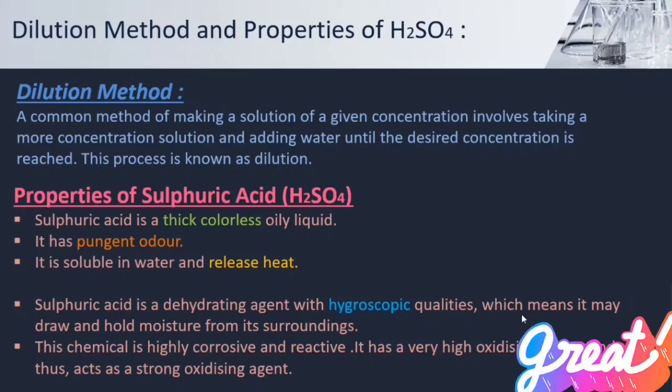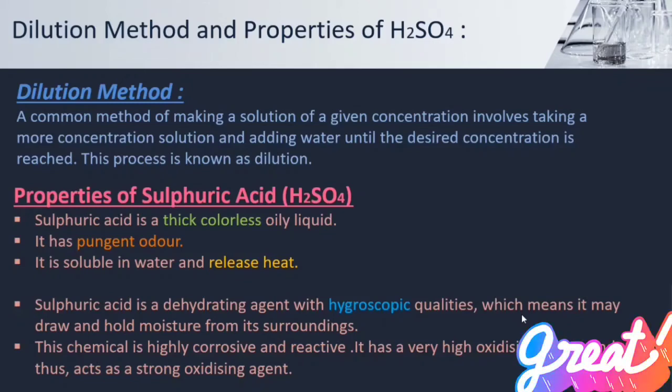Dilution method. The dilution method is basically a common method of making a solution of a given concentration. It involves taking a more concentrated solution and adding water until the desired concentration is reached. This process is known as dilution.